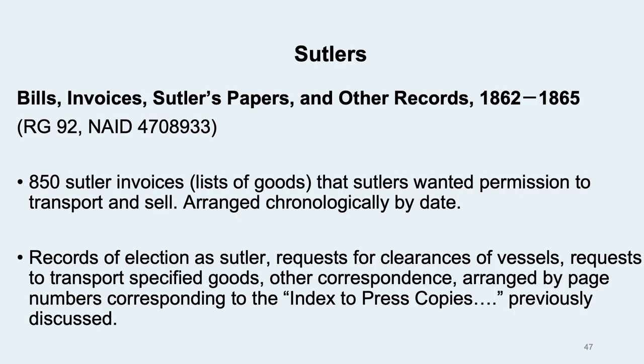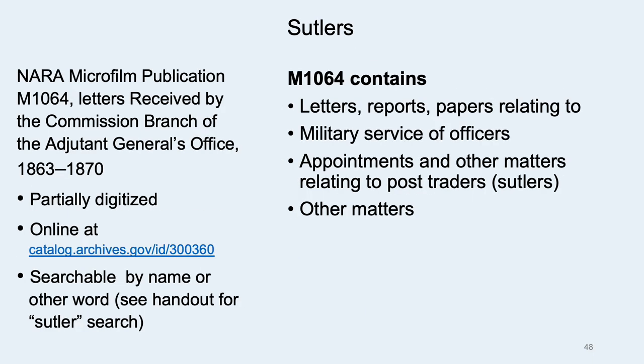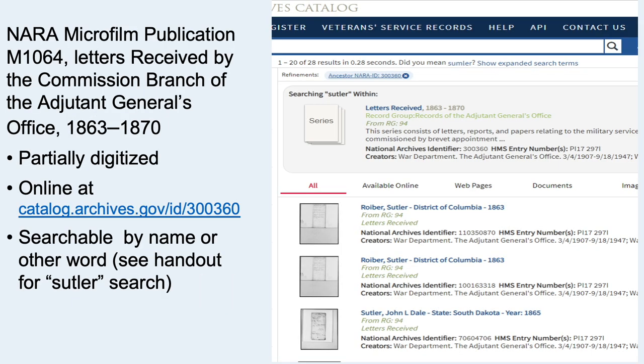Not yet digitized are some 850 bills, invoices, Sutlers' papers, and other records that list goods for which Sutlers wanted permission to transport and sell. It also includes some records of election as Sutler and other records that are arranged by the page numbers in the index previously mentioned. Microfilm Publication 1064, Letters Received by the Commission Branch of the Adjutant General's Office, which has been digitized, includes letters, reports, and papers relating to military service of officers, appointments, and other matters relating to post traders, and so forth. M1064 can be searched by name or any other word.